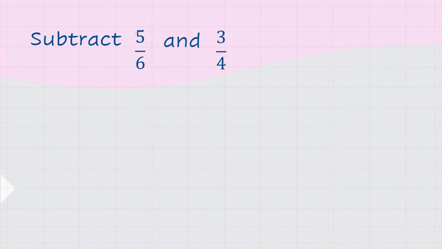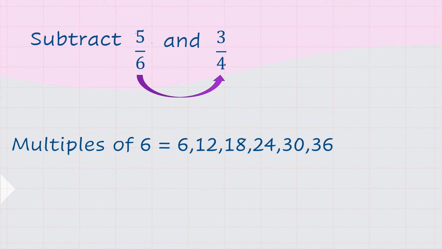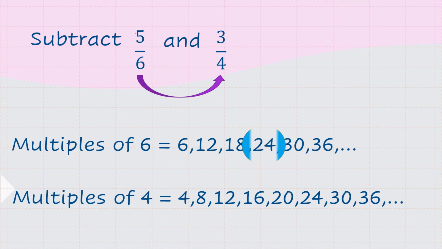Let's subtract 5/6 and 3/4. As you can see, both of these fractions have different denominators. It means that I need to find a common denominator for both of these fractions. For this, I'll find out the least common multiple of 6 and 4. So first, I'll list the multiples of 6, and then I'll list down the multiples of 4. Now, as you can see, 24 is the least common multiple of both 6 and 4. So I'll use this 24 as the common denominator of both these fractions 5/6 and 3/4.